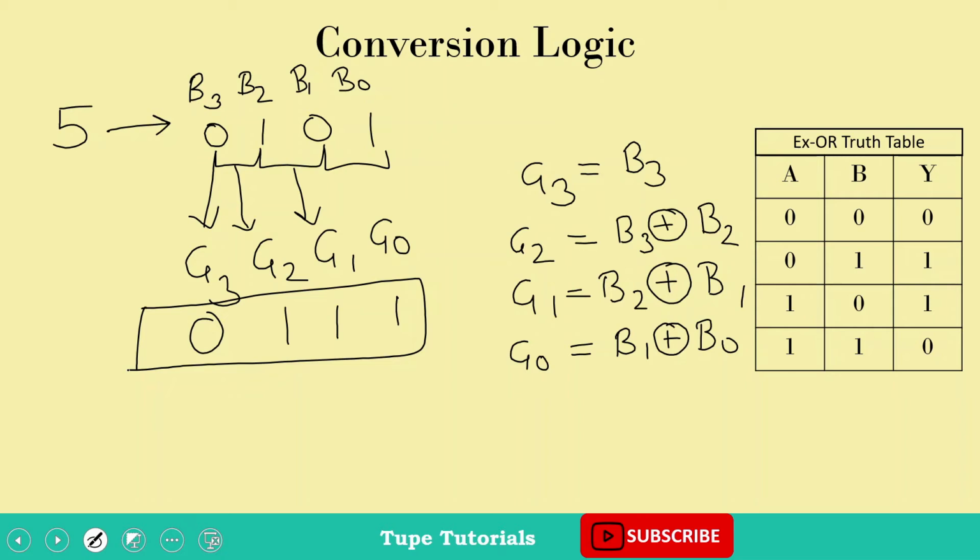So what we have to do? Take the MSB as it is. For the next bit we will do XOR of the previous bit and the current bit. So this is how we will do the conversion of binary to gray code.